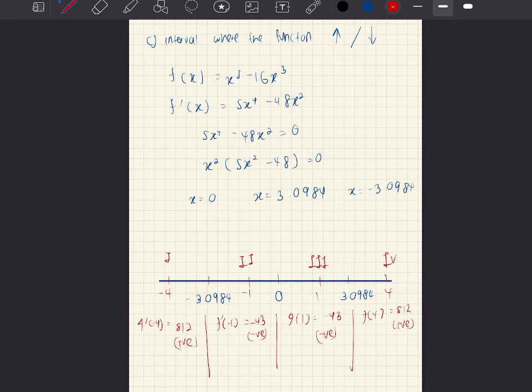So the first one is positive, so it is increasing. The second one is negative, so we go down. The third one is also negative, going down. And the fourth one we got positive, so increasing. So from this line, we can conclude which one is positive and which one is negative.